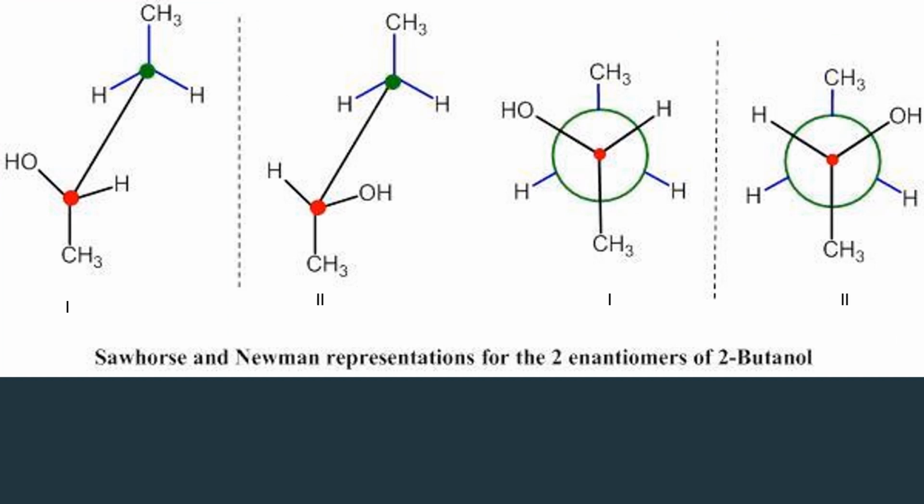Here are the two enantiomers of 2-butanol. This is the Sawhorse projection of one enantiomer that is converted to the Newman here. This one is converted to this Newman projection. This is the front carbon. This structure is kept as it is in the Sawhorse: OH at left, hydrogen at right, methyl down. Instead of the slanting line, we are putting a circle. And these three groups we are also showing as they are oriented in the Sawhorse.